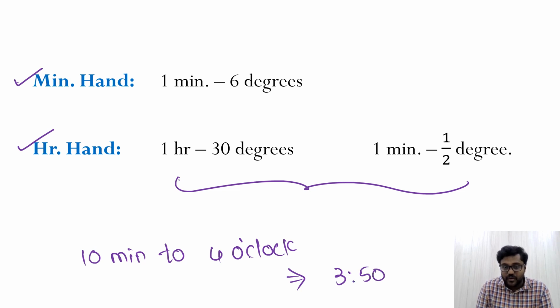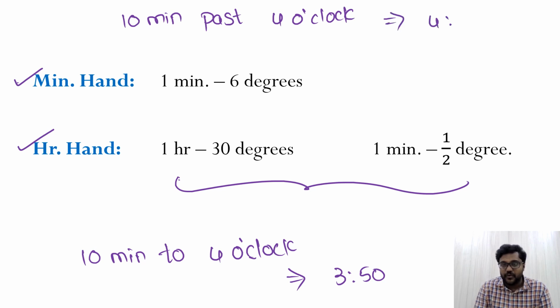10 minutes to 4 o'clock means 3:50. 10 minutes past 4 o'clock means 4:10. Just try to understand, 10 minutes past 4 o'clock is a different part of the game, which is 4:10. 10 minutes to 4 is 3:50. So understand the difference, 4:10 and 3:50 here. Right.